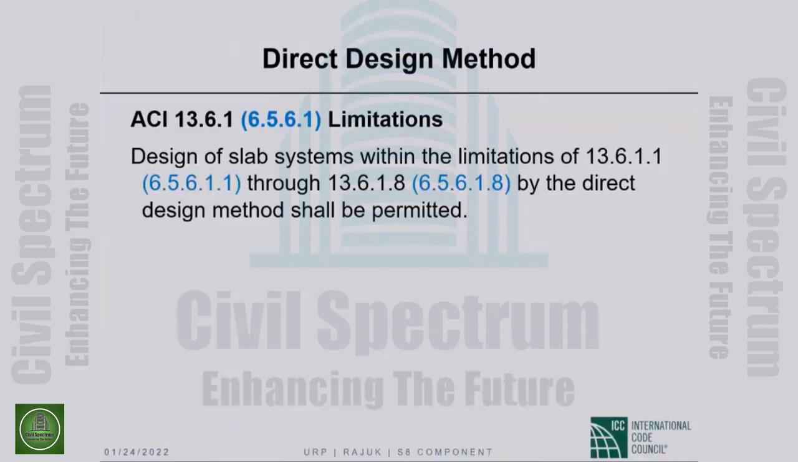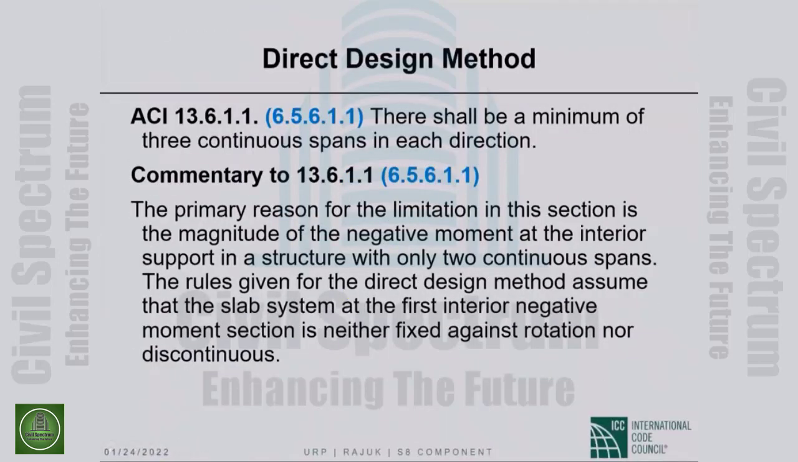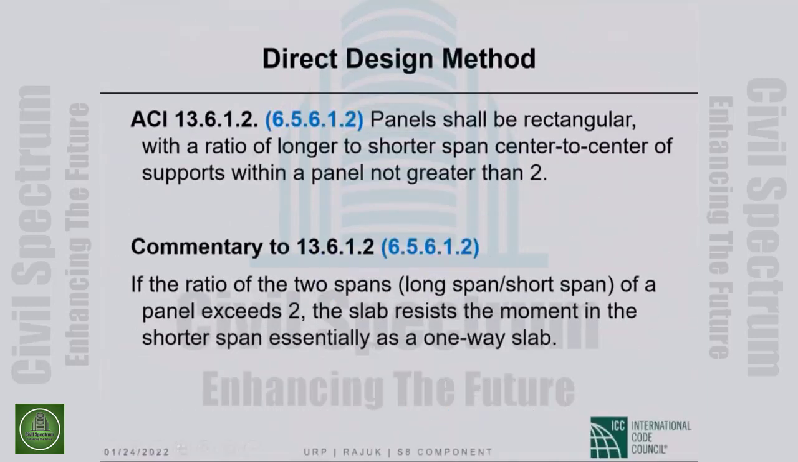Now this direct design method, which is what we will discuss for a while now, is applicable subject to certain limitations. Limitations are given in those sections 13.6.1.1 through 13.6.1.8. First limitation, there shall be a minimum of 3 continuous spans in each direction. And why that is necessary is in the commentary, which I will let you read.